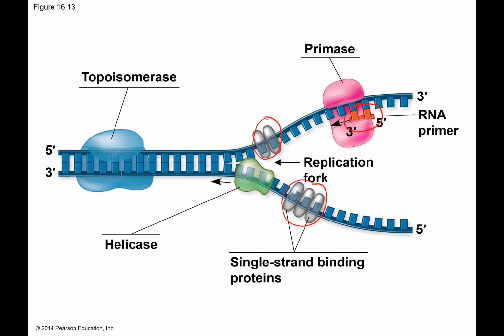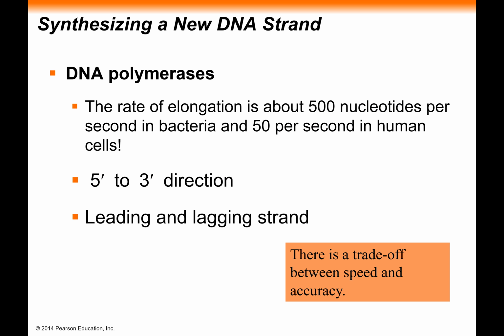Okay, so notice DNA polymerase is pretty accurate. In your body, it can actually pick up 50 nucleotides per second, which is pretty phenomenal, but even better is bacteria. Since bacteria do replicate more often and divide, DNA polymerase can actually put in 500 nucleotides per second, but there's a little bit of a trade-off. So the faster it goes, the less accurate it is.